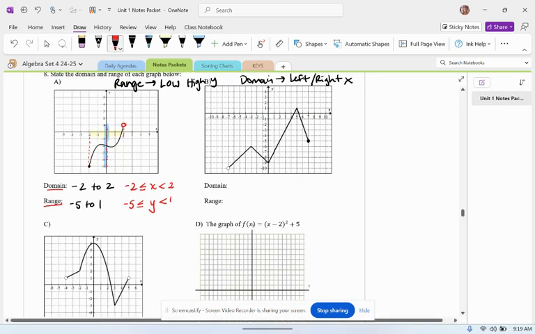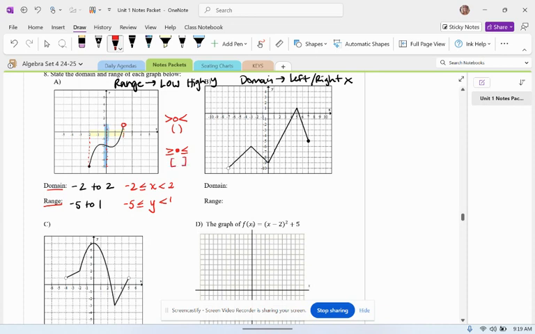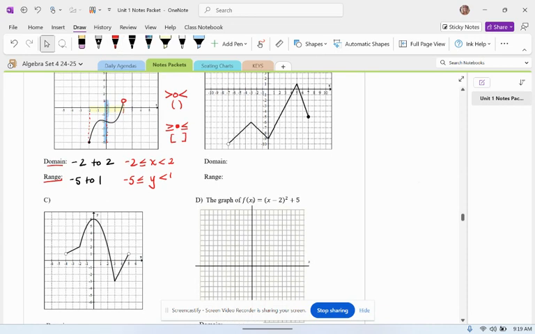You could also use the parentheses. So if we have inequality symbols that look like this, they come from an open circle, and we would use parentheses to write our sets. If you have inequality symbols that look like this, they come from a filled-in circle, and we would use the square brackets to write our sets. Okay, these kind of look like faces of like cartoon screaming kind of, right?